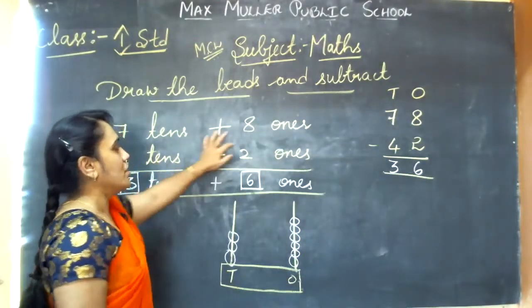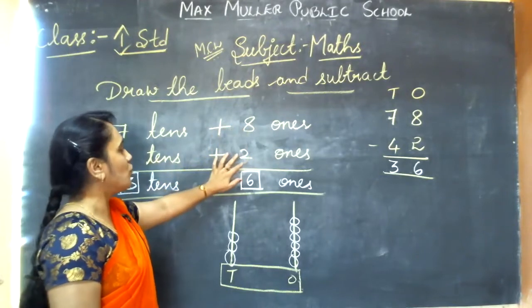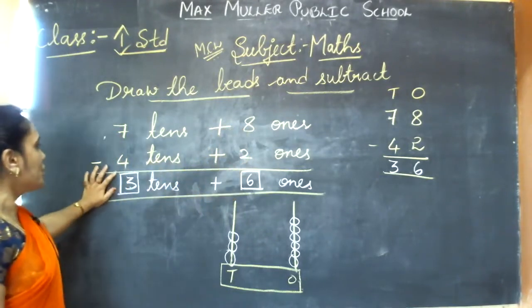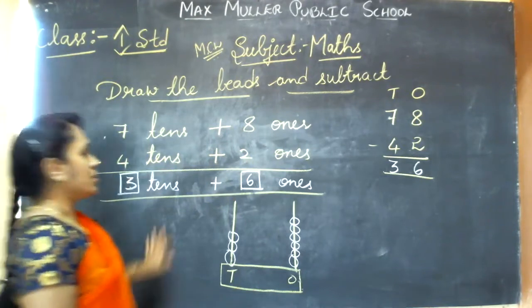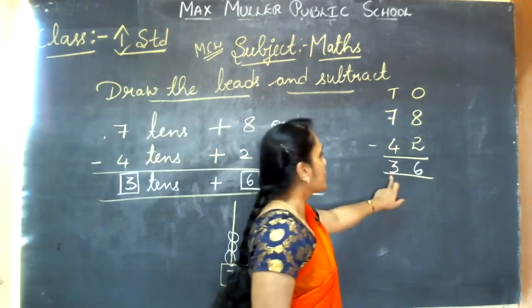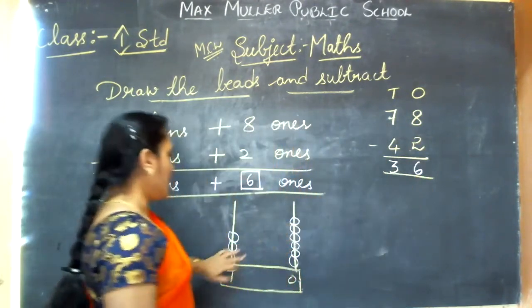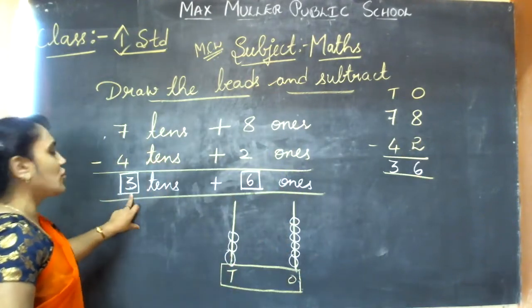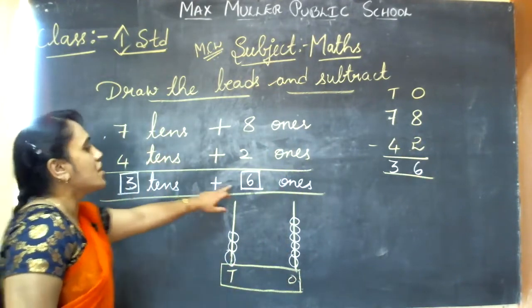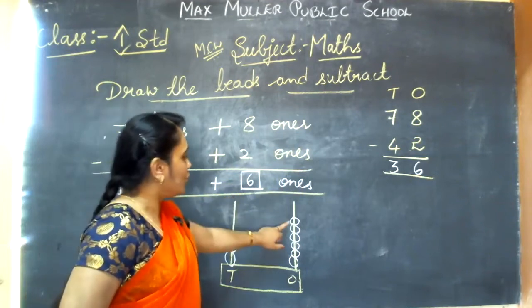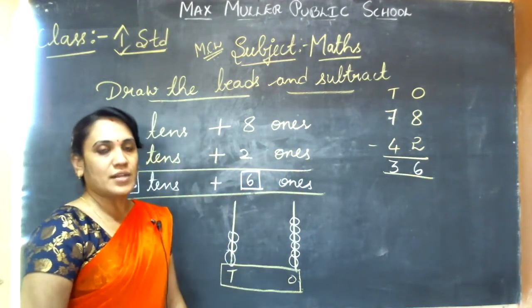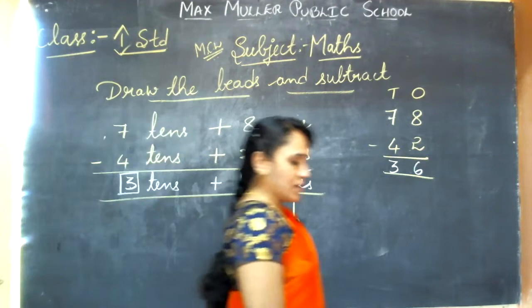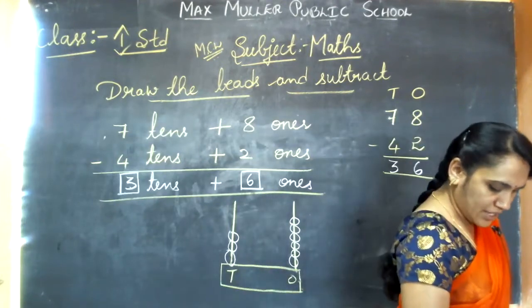Don't get confused. So as it is, keep 8 fingers. Fold 2, you will get 6. 7 fingers, keep; 4, fold; 3 tens. Write the same thing here: 3 in the tens place, 6 in the ones place. Beads also. Tens place, what is the answer you got? 3. So draw 3 beads. Here you got 6 in the ones place. Draw 6 beads. Understand? Understand this main? Yes, same main. You have the second sum.